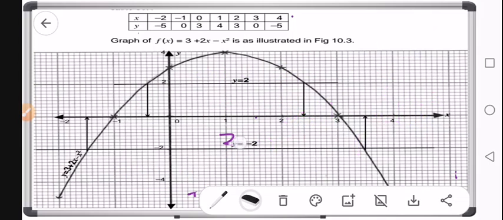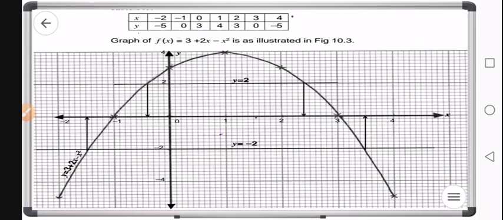What I'm teaching, everything. Not just some things, but everything. So I'm going to teach you how to find the gradient and stuff like that. And I'm going to use this graph.